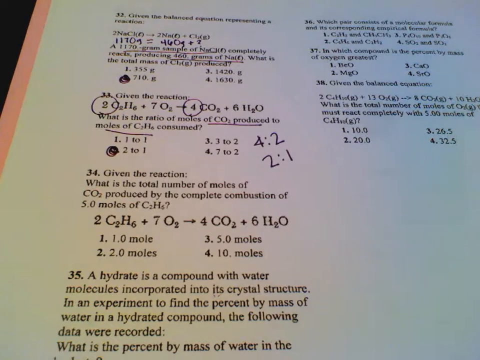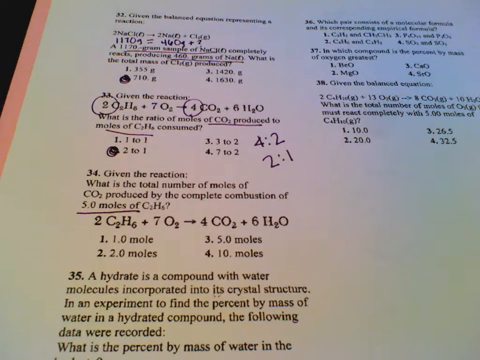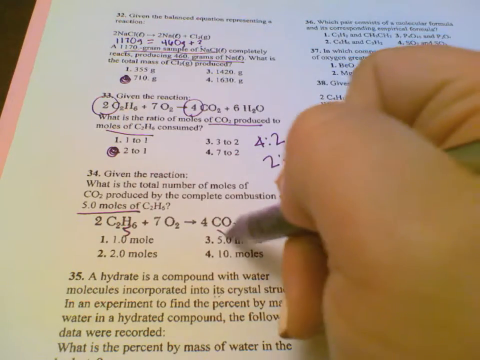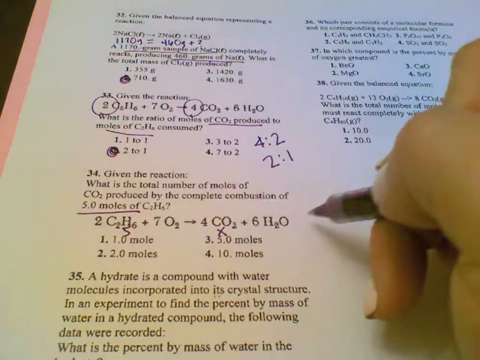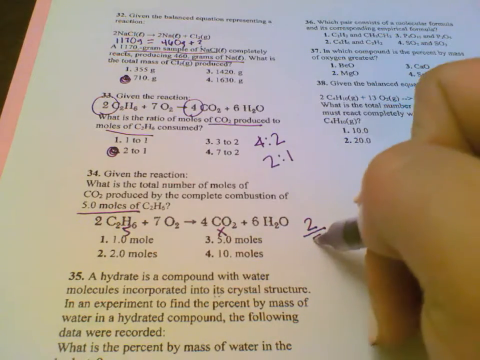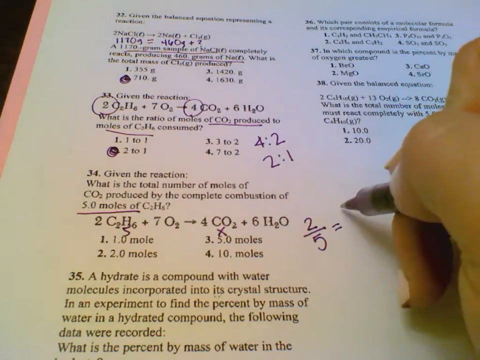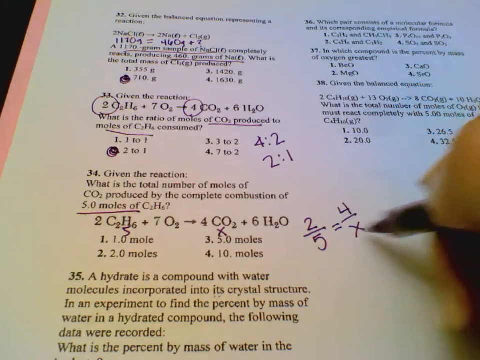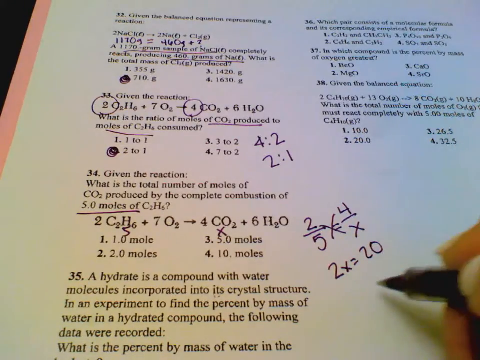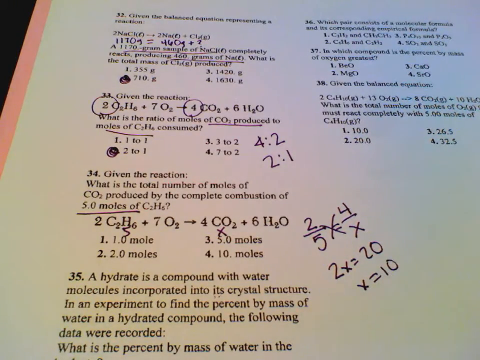34. What is the total number of moles CO2 produced by the complete combustion of 5 moles of C2H6? So I'm going to have 5 moles of that, and I want to know how much CO2, so let's do a ratio. Originally I had 2 moles of the C2H6, now I have 5, so 2 over 5 equals originally I had 4, but now I have X. So I'm going to solve for that, so I'm going to get 2X equals 20. So therefore, X equals 10. Answer is choice 4.